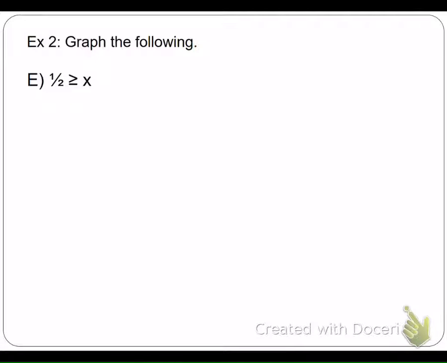All right. Here's E. So we've got a couple things going on with this one. We have to switch it first. So my new inequality will be what? X is less than or equal to 1/2. So I'll need on my number line the 1 and the 2. And then the half is just right in the middle. So you only need 1 dash.